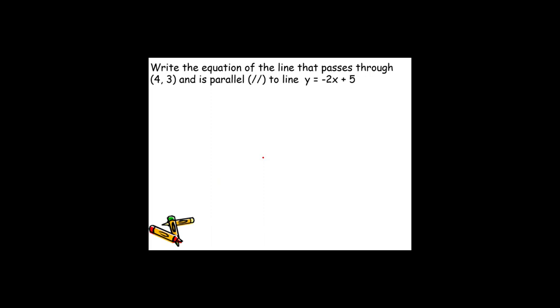Write the equation of the line that passes through the point (4, 3) and is parallel to the line y equals negative 2x plus 5. Remember, in doing so, we will have to use the point-slope formula. So remember, if we're given 2 points, we could find the slope. Once we find the slope, then we could substitute it into the point-slope formula.